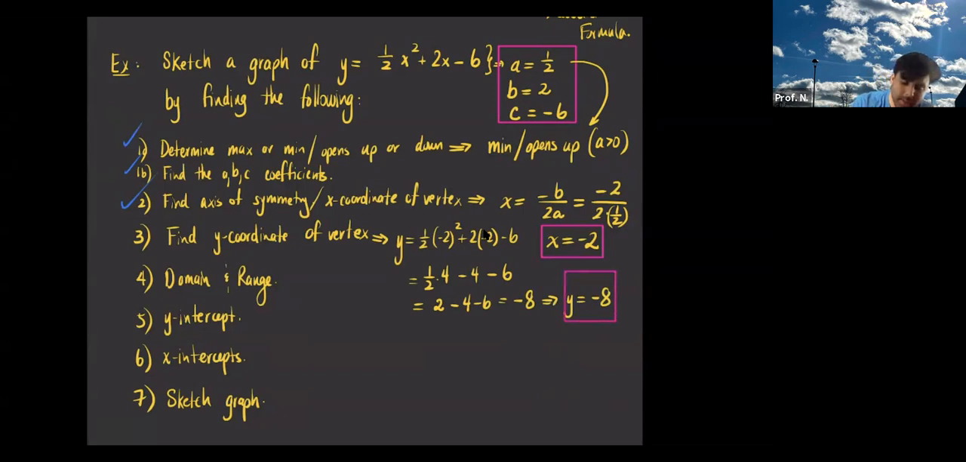So then what's my vertex? My vertex is negative 2 comma negative 8. Great. So I know this vertex is also a minimum. So it's a minimum value. The vertex is a minimum. The axis of symmetry is x equals negative 2.